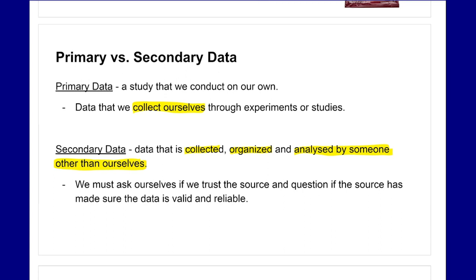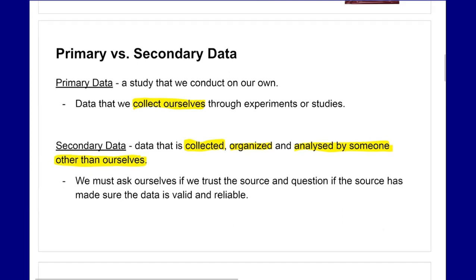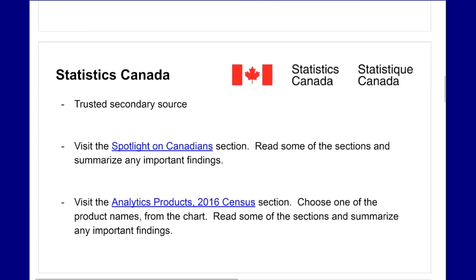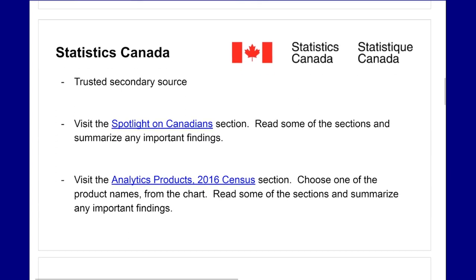So it's okay to use data that you haven't collected yourself because obviously time constraints, money constraints, or financial constraints, or things like that, you may not be able to collect the data on your own. So it's okay to use secondary data, but we have to make sure that the source that we're using is trusted. So a good trusted secondary source would be Statistics Canada, right? Because they are responsible for gathering data on Canadians, not looking at anything, but they're just gathering data.